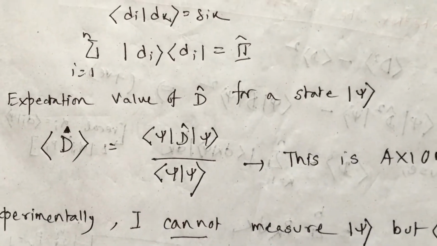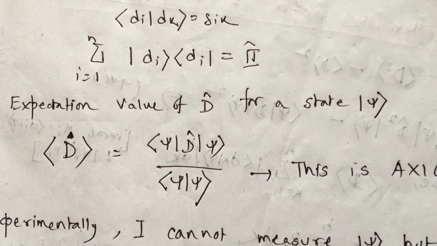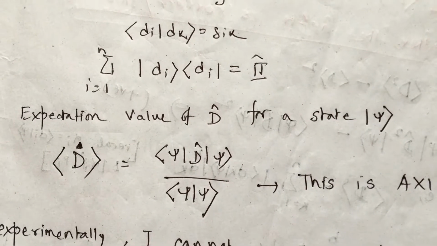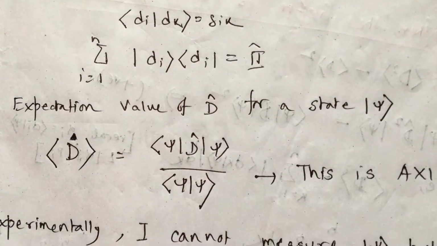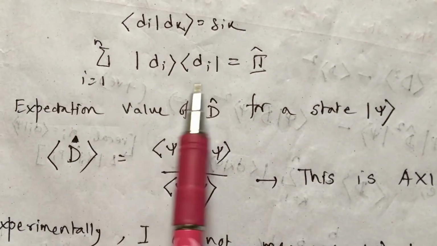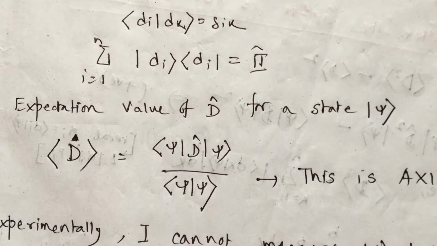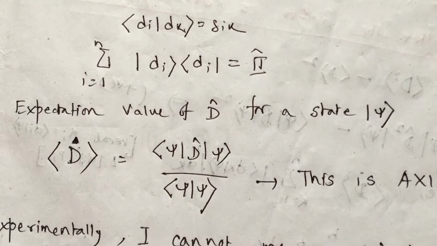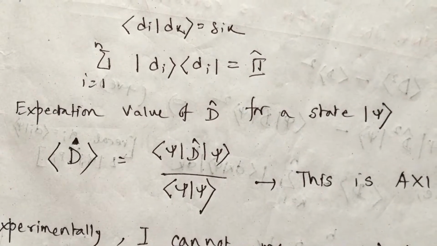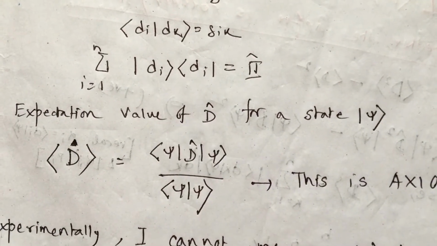Now, as these eigenstates are orthonormalized, that means orthogonal and normalized, they satisfy <di|dk> = delta ik. This is the completeness property, and the completeness property gives us the opportunity to write any arbitrary state psi in terms of the linear combination of these |di> eigenstates.